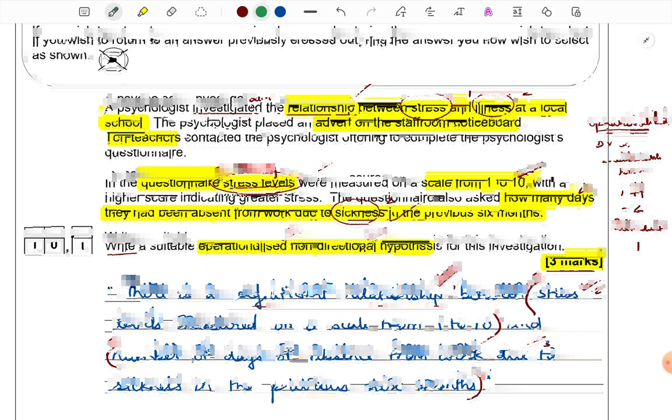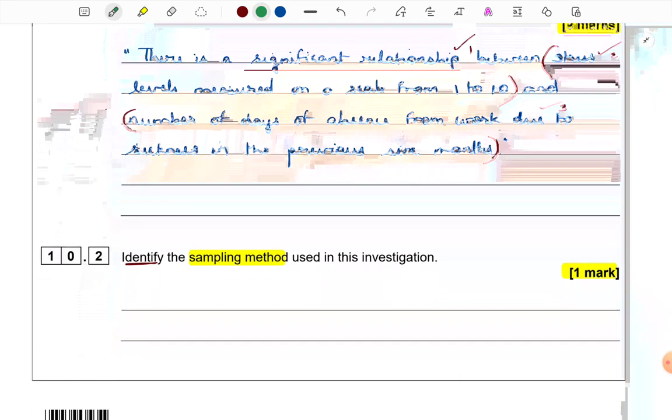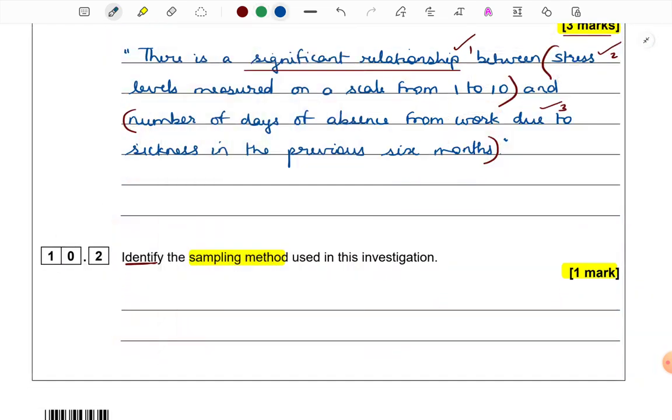Okay, now it was clearly mentioned when we read the question that there was an advert placed on the staff room notice board. Reading that advert, 10 teachers who are interested contacted the researchers. This is typical description of volunteer sampling or self-selected sampling. Some announcement is made and then participants come forward. In this case, the teachers have read the announcement on the notice board and have come forward to participate. What we just have to write is volunteer sampling.